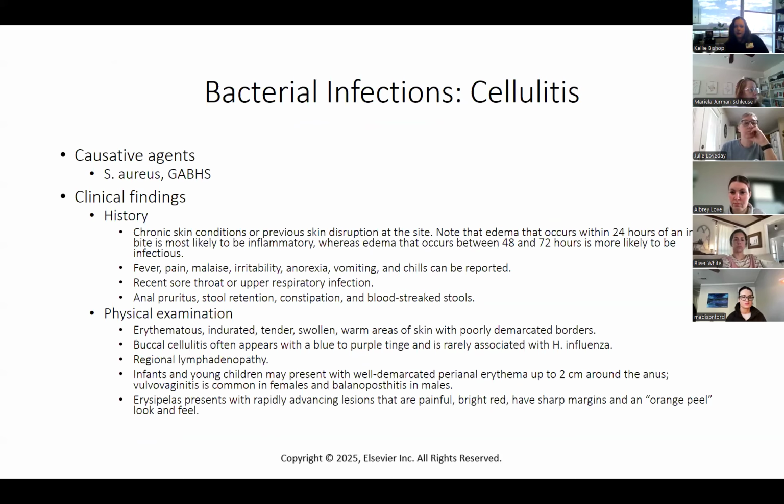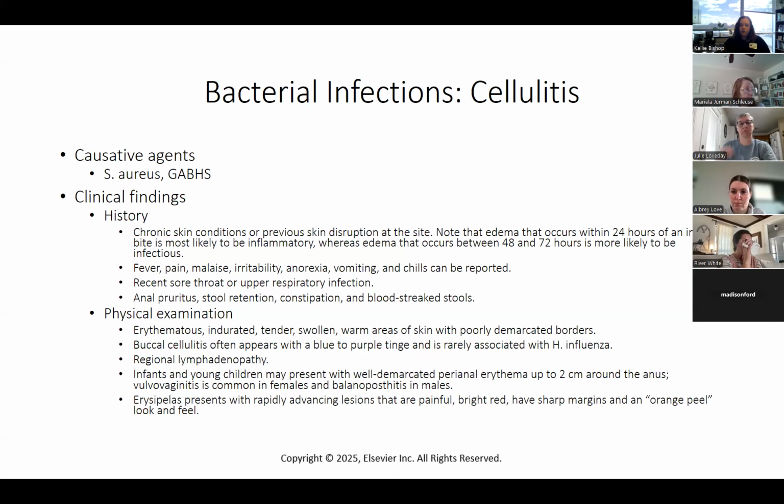Okay, cellulitis. This is usually Staph aureus or group A strep, so you can narrow down your antibiotic choice that way. Chronic skin conditions like eczema put them at risk for cellulitis because they have that impaired skin barrier. They can have fever, irritability, vomiting, chills, decreased appetite, all that kind of stuff, but a lot of times they don't. A lot of times it's just the cellulitis.